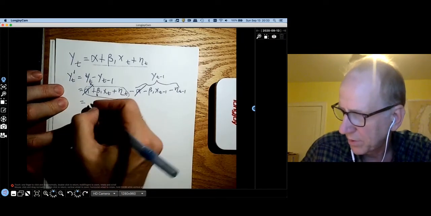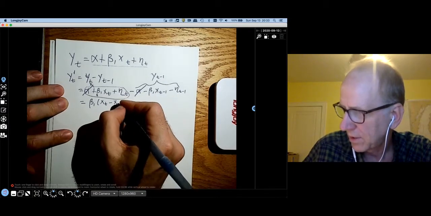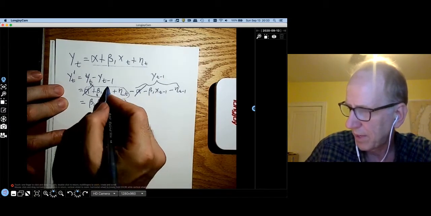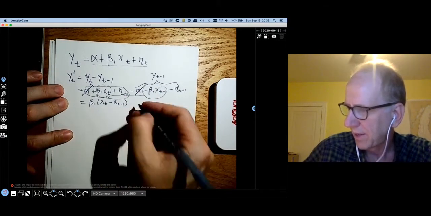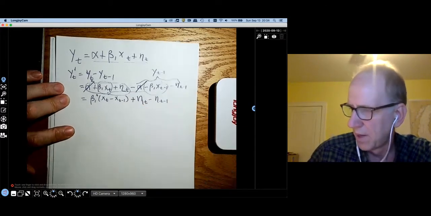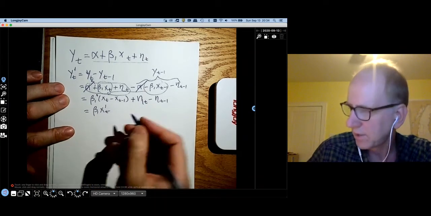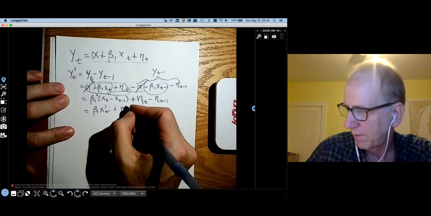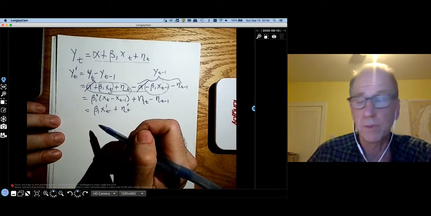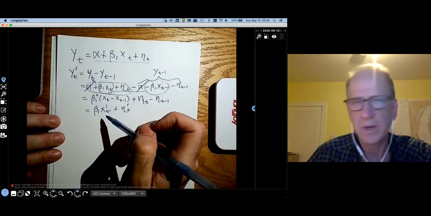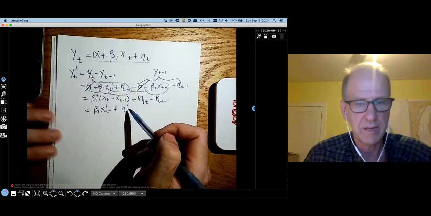And I can collect some terms. So this is just going to be beta 1 times x sub t minus x_{t-1}. I'm just combining this and this term to produce what I have here. And then I have eta t, but what do we see here? This is just the difference of x_t's. This is the difference of eta_t. So the point I'm trying to make is that when I take differences of my y's, that also implies that I'm taking differences of the x's and of the etas.